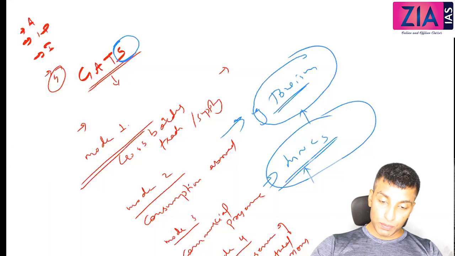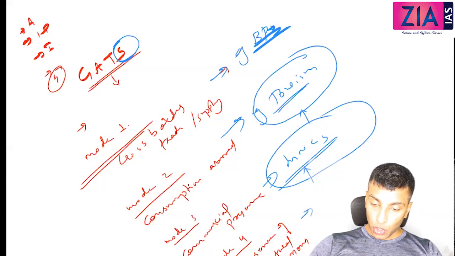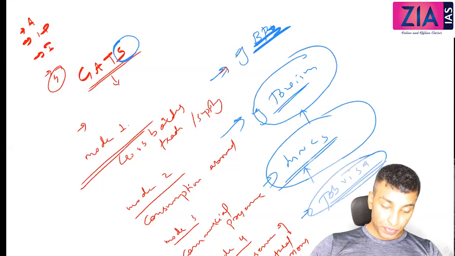What is cross-border trade or supply? For example, BPO. Now, presence of natural persons. This is like job visas, movement of people. In simple terms, movement of people.